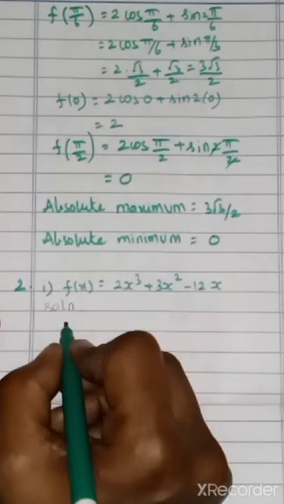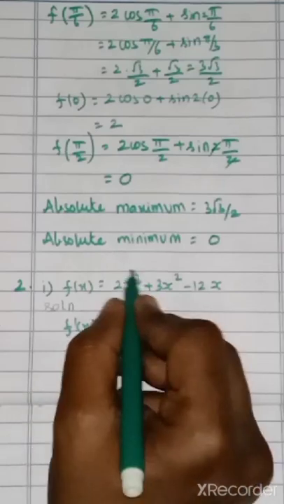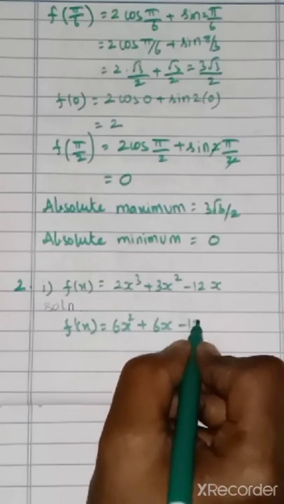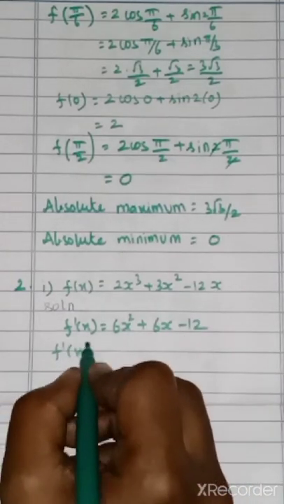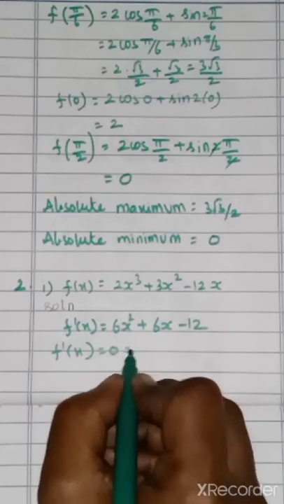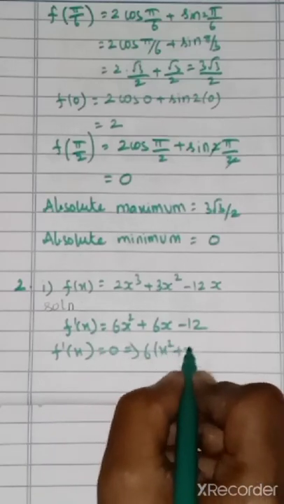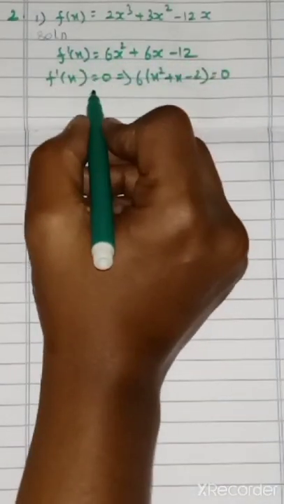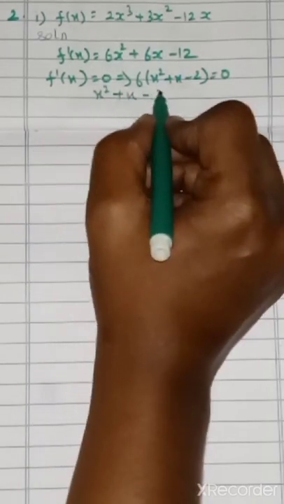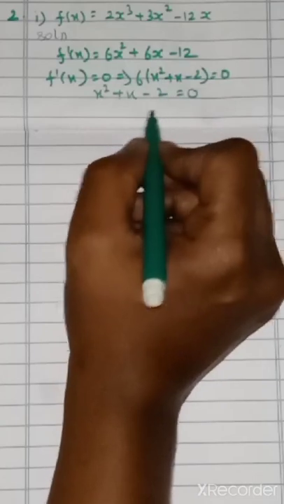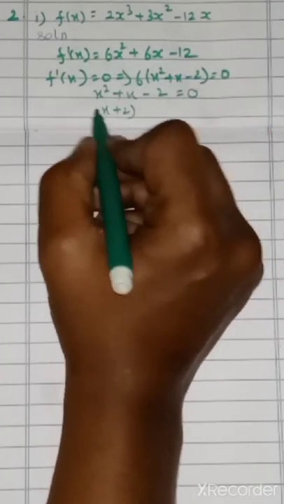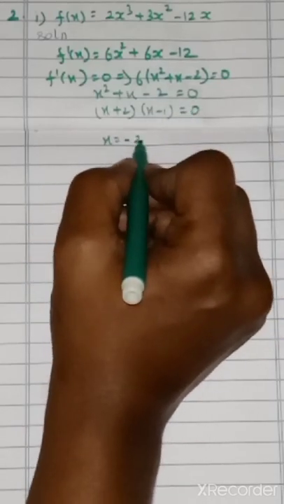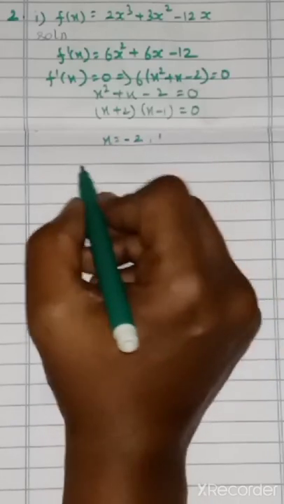Okay, so we can find out f dash of x. So f dash of x na 3 2s are 6x, x square plus 3 2s are 6x minus 12. And f dash of x equal to 0 implies 6 edutona x square plus x minus 2 equal to 0. So this you will take it as x square plus x minus 2 equal to 0. Factor pannamna x plus 2 and x minus 1 equal to 0. So what is your x value? Minus 2 comma 1.